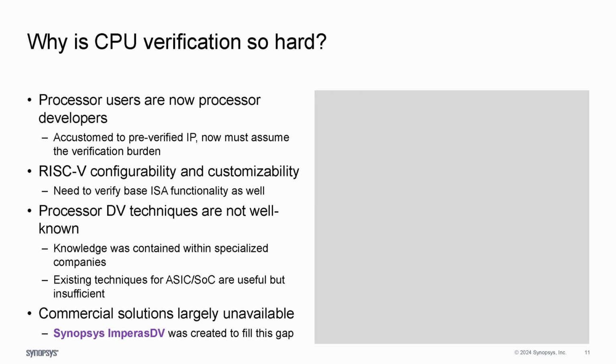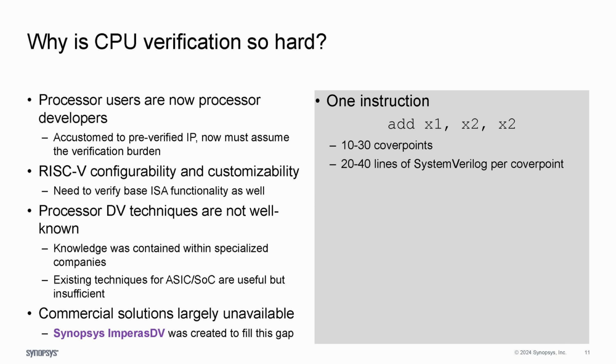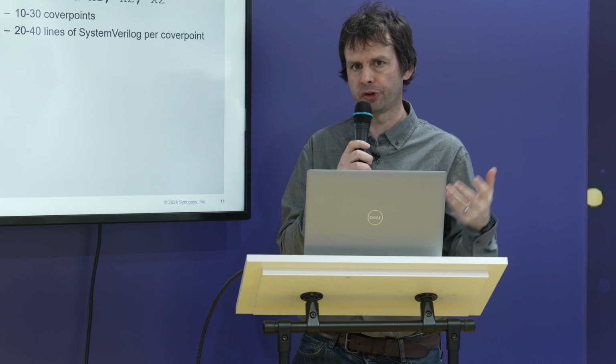And to give you an idea of the scale of the problem, I'm going to look at some functional coverage data here, as that speaks to the scale of the challenge when you're looking at CPU verification. So let's take one instruction. It's a simple instruction, an add instruction. You've got two inputs, one output. That generates about 10 to 30 cover points of all the things you want to care about.